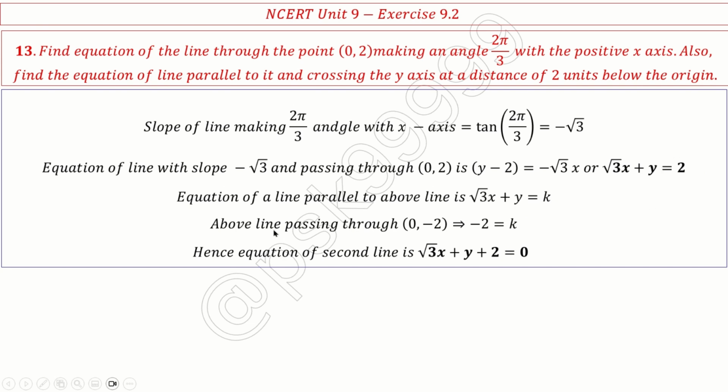Now this is passing through 0 comma minus 2. That's what is given, because it is at a distance of 2 units below the origin, which is 0 comma minus 2, which means k equal to minus 2, right? So if I substitute 0 comma minus 2, that's what I'll get. So the second line equation is root 3x plus y plus 2 equal to 0.